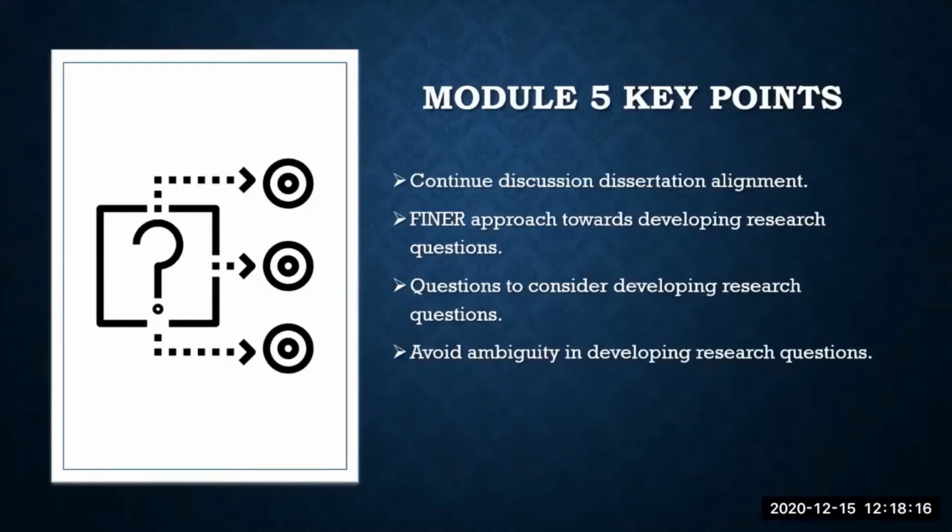You may recall from Module 5 of the Dissertation Journey some of the key points. They included how to continue the discussion on dissertation alignment. We also discussed the finer approach towards developing research questions. You identified questions to consider when developing the research questions for your study. And we also discussed avoiding ambiguity in developing the particular research questions.